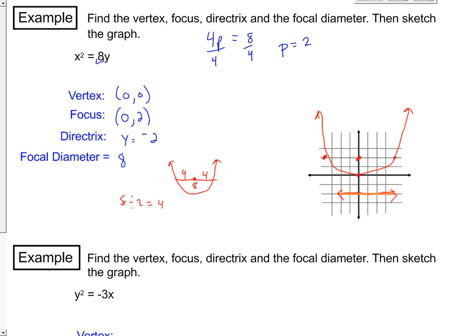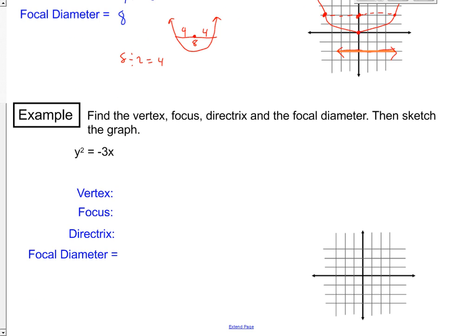Okay, that was terrible. Let's try that one more time. That's a little better. Okay, and so I have my parabola, and knowing that this focal diameter here was 8.